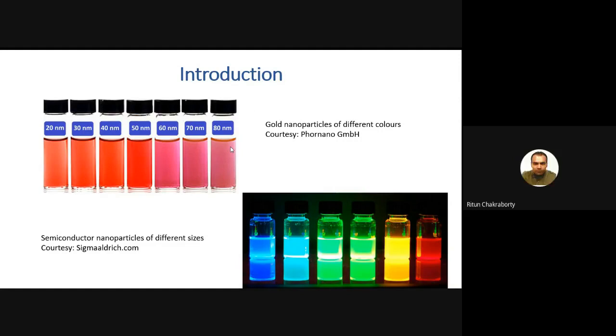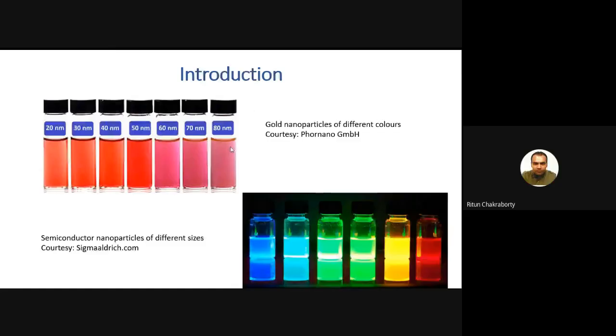So if somebody asks you why there is a change in color, the change in color is because of the change in nanoparticle size, when you change the gold nanoparticle size. To understand this, we have to know a topic called surface plasmon resonance. So this is because of surface plasmon resonance.